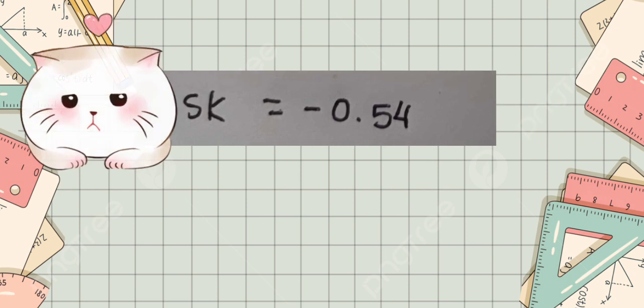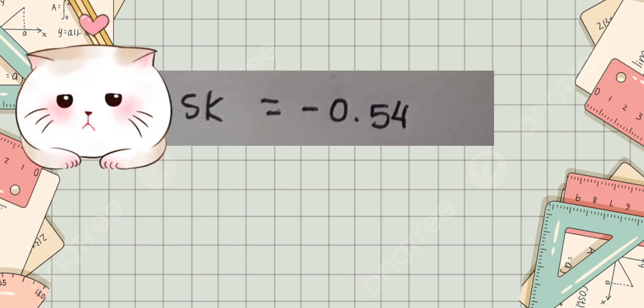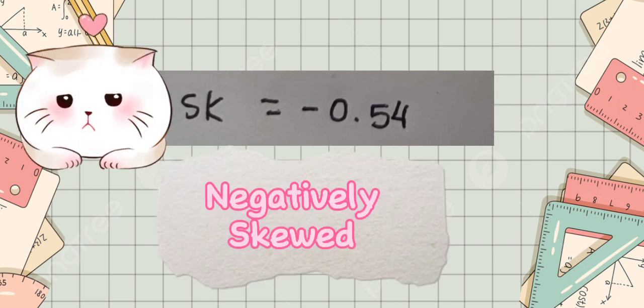Since the value of the skewness is negative, this implies that the data distribution is skewed to the left. This means that the majority of the values are greater than the mean and median.